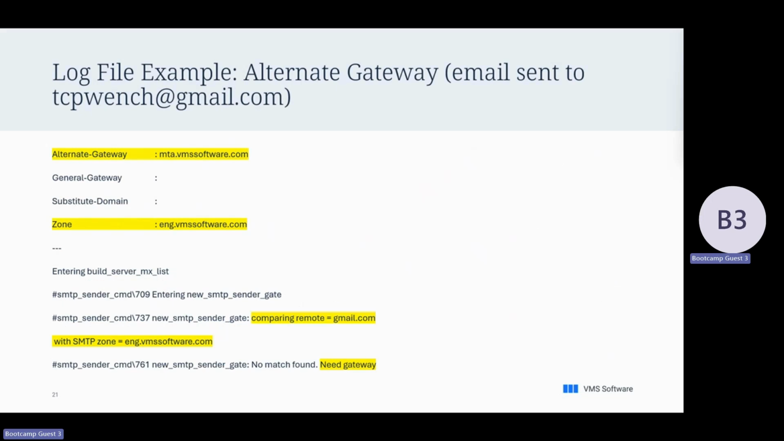So from the log file, if we had an alternate gateway and we're sending mail to one of my Gmail accounts, my alternate gateway is mta.vmssoftware.com. My zone is eng.vmssoftware.com. So then let's look at the next one. Comparing my remote mail, gmail.com, with my zone, they are not the same. I'm going to need a gateway. So now we've learned something else from our log file. We learned earlier we're probably sending remote mail. We found we had an alternate gateway. We found we need the alternate gateway.